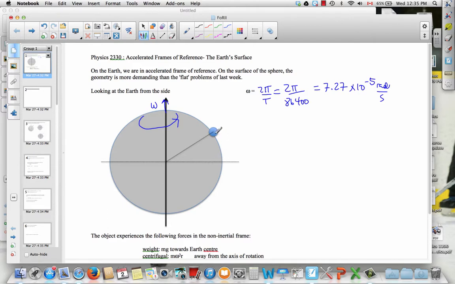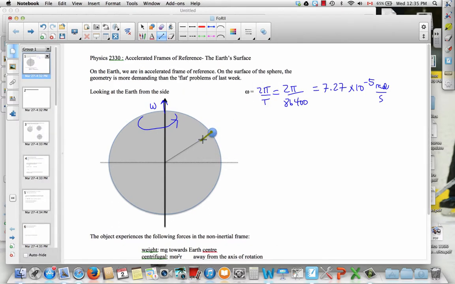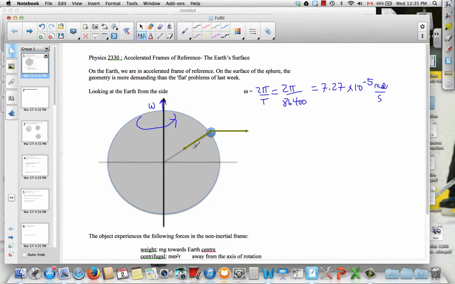Now, if this is an object on the surface of the Earth, it's going to experience weight. That will be an mg force towards the center of the Earth. Then it will experience a centrifugal force directly away from the axis of rotation. It will finally experience a Coriolis force, but that's going to depend on what the direction of the velocity is.